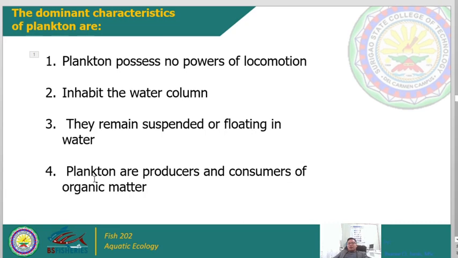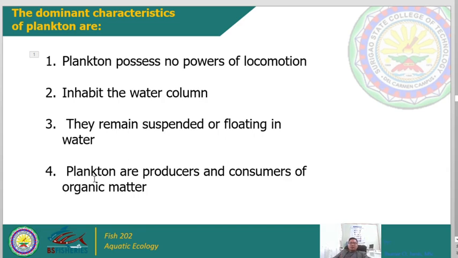And what are the dominant characteristics of planktons? Unsa may timailhan nimo that you can say that the particular organism is a plankton? So basically, the most dominant characteristic of a plankton is, number one, plankton possess no powers of locomotion. They cannot move. Most of the planktons, although there are a few that have cilia and flagella, but most of the planktons do not have the power of locomotion. So that is a very important thing to note. Another, they inhabit the water column. They do not inhabit the benthic environment. Dili sila makita sa benthic environment. Diha lagi sila sa water column.